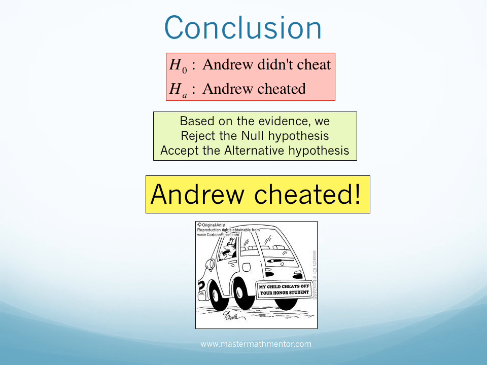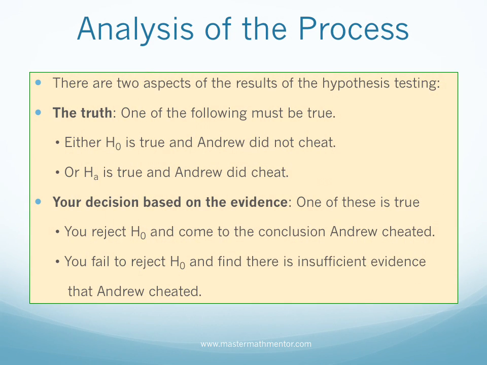It would be nice if now Andrew admits his wrongdoing, but he insists that he didn't cheat, he was railroaded, and that they are punishing an innocent person. The hypothesis testing is over, but the question is, how sure are you about your decision? Is it possible that you were wrong? And if you are wrong, what are the ramifications of that error?